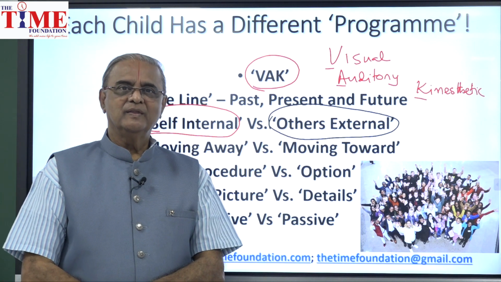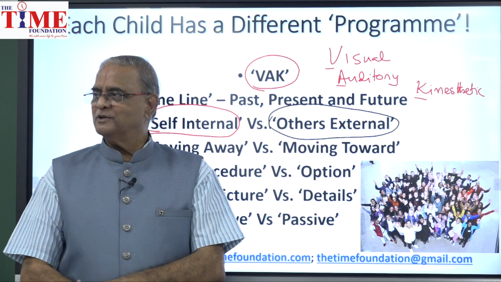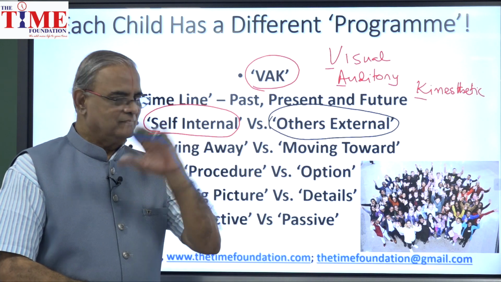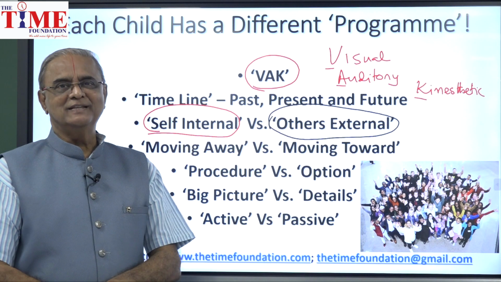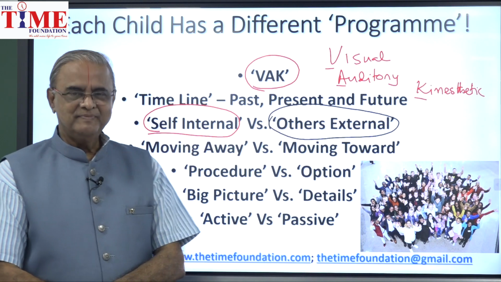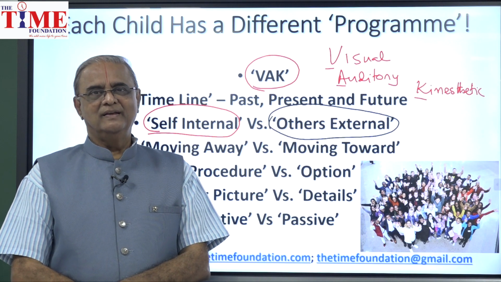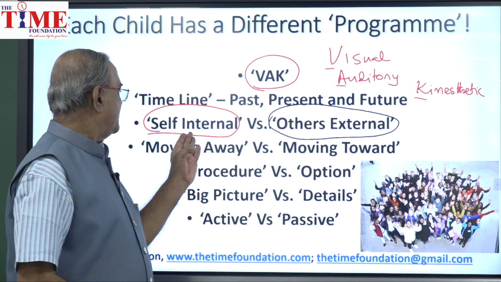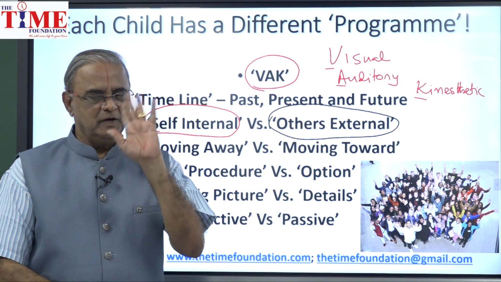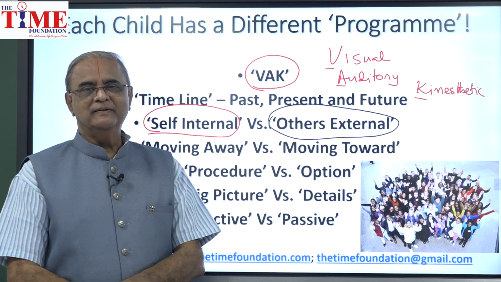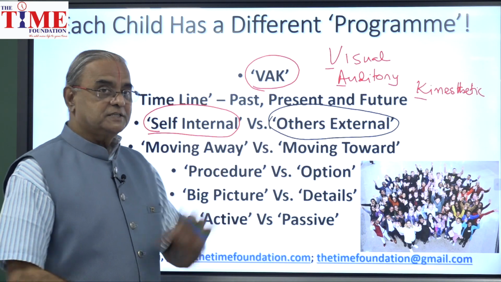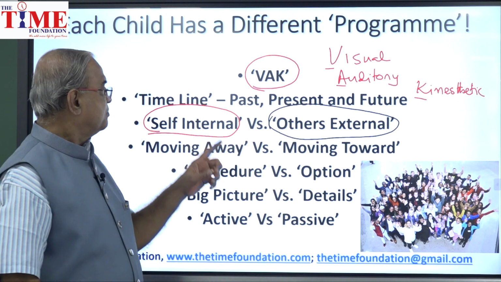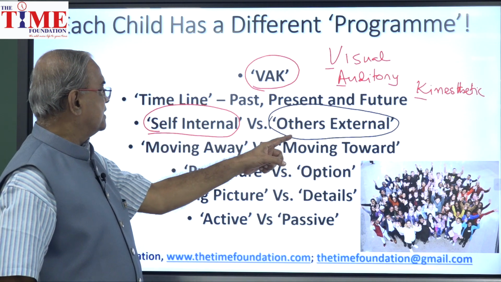Self-internal children, if you advise them, they know how to process it. They may accept it, they may not accept it. If you criticize too much, they may not take it very seriously. Self, internal, others, external. So in a classroom, you should understand which child is self-internal, which child is others external. If you go and praise a self-internal child, the praise and criticism will not work out. That is okay for others external. If you pass a comment to an others external child, the child will take it so seriously and look forward to such things. So, you have the VAK, you have the others external, others self-internal.